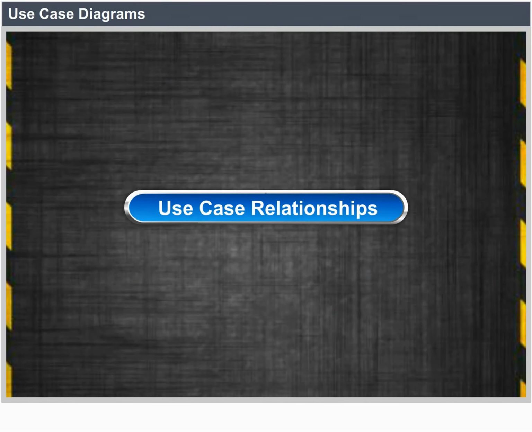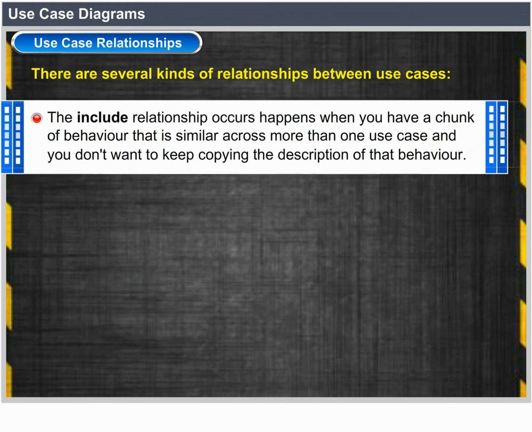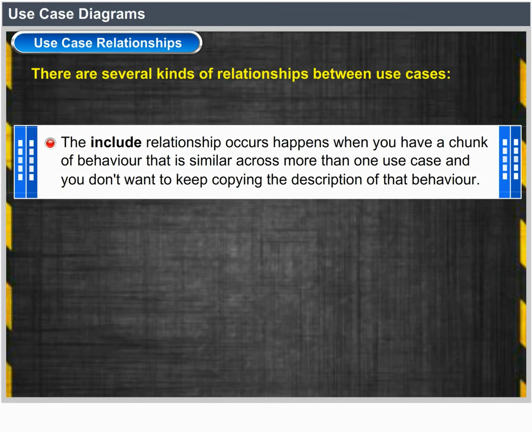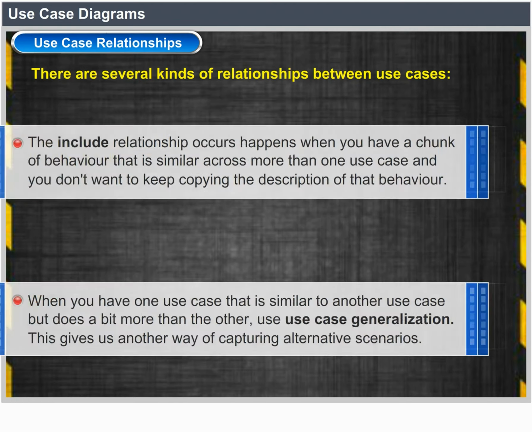Use case relationship. There are several kinds of relationship between use cases. They include include, which occurs when you have a chunk of behavior that is similar across more than one use case and you don't want to keep copying the description of that behavior. When you have one use case that is similar to another use case but does a bit more than the other, use case generalization. This gives us another way of capturing alternative scenarios.